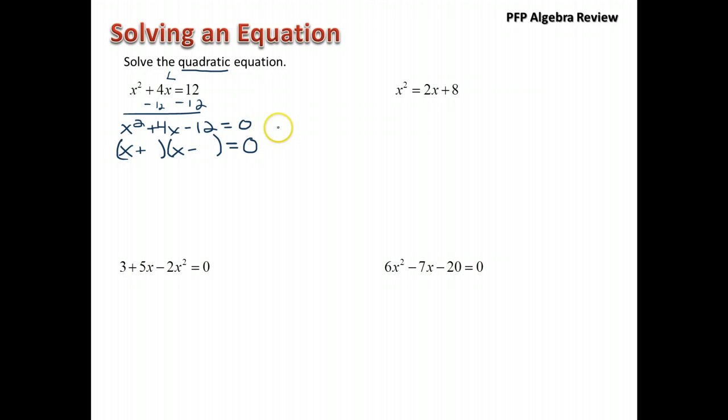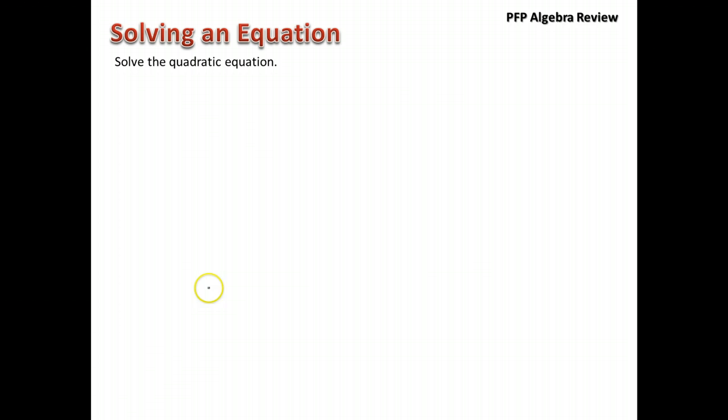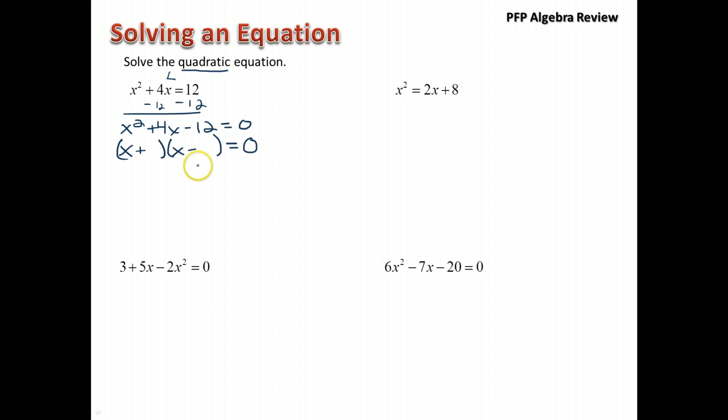And then we have to solve a little riddle. We have to find the answer to this riddle. Give me two numbers that multiply to negative 12, and when we combine the middle terms, they add up to 4.